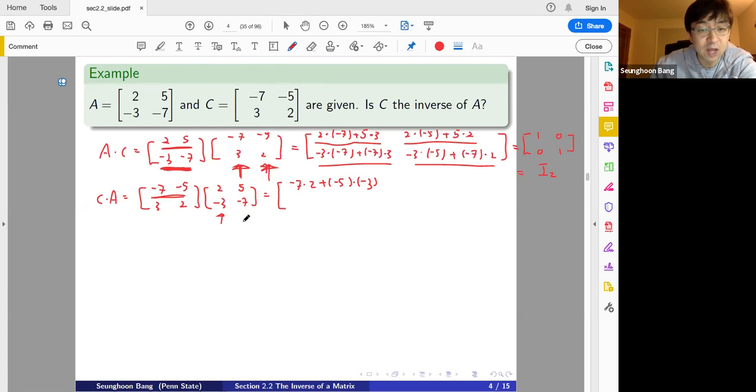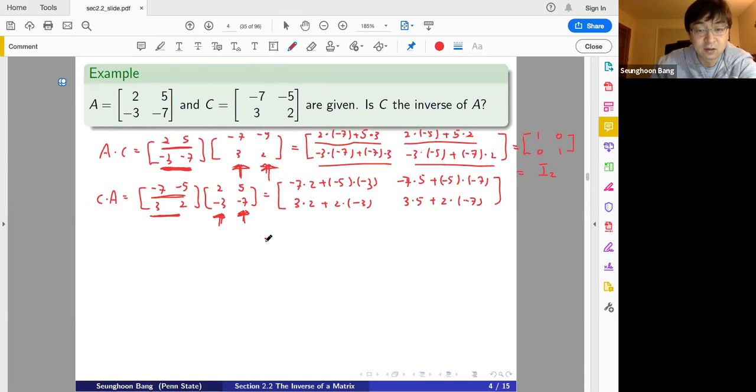The first row times second column: -7 times 5 plus -5 times -7. Next, second row times first column: 3 times 2 plus 2 times -3. The second row times second column: 3 times 5 plus 2 times -7.